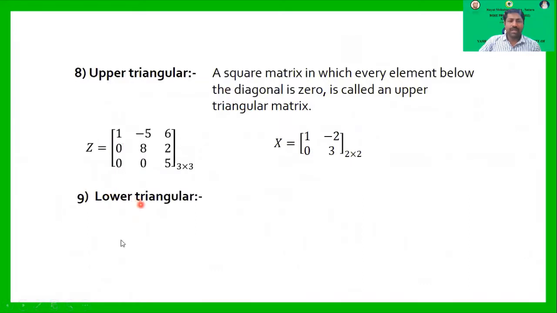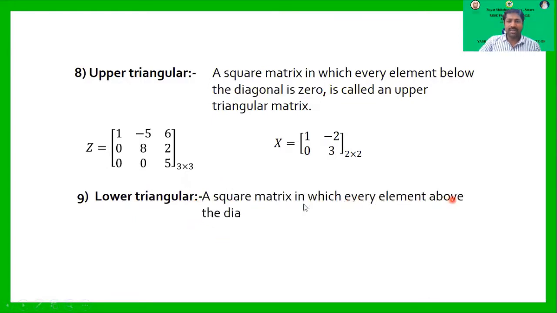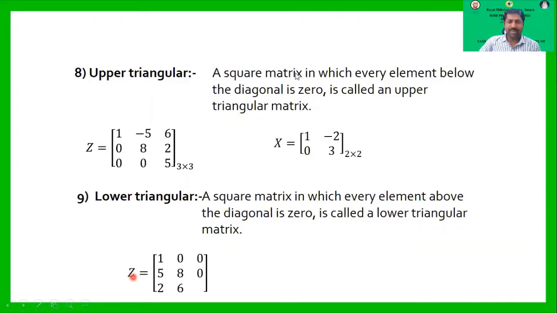Now lower triangular, opposite to upper triangular, there is lower triangular matrix. We have the definition: a square matrix in which every element above the diagonal is 0 is called a lower triangular matrix. So every element above the diagonal must be equal to 0. We have the example Z.